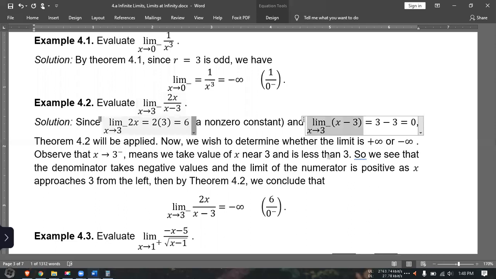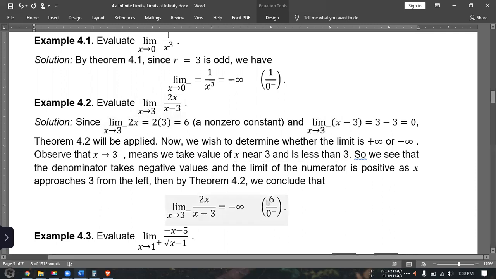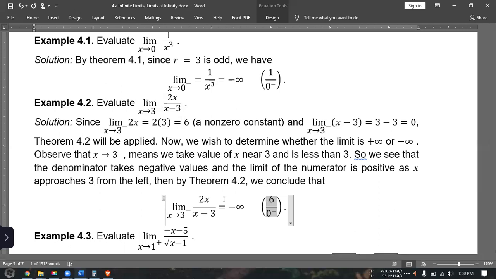Meaning to say, the values of x near 3 but are actually less than 3. We are using values of x near 3 but are less than 3. So ito yung gagamitin natin, which means to say that we are approaching 0 from the negative side. So we have this summary of our limit. Theorem 4.1: positive yung numerator, from the left side yung denominator. So we have negative infinity.